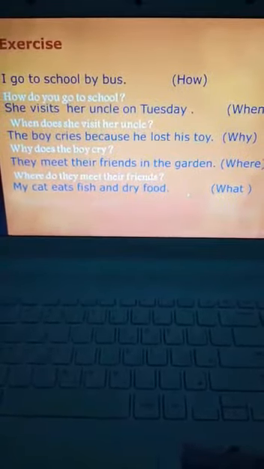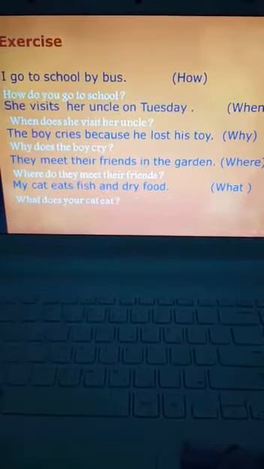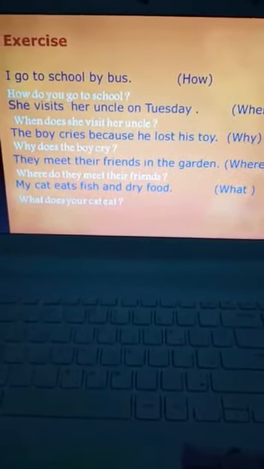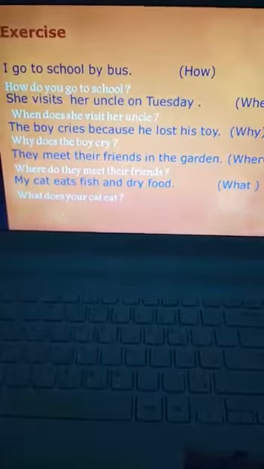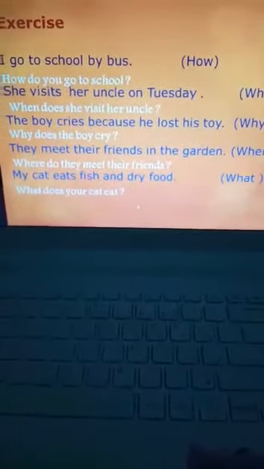The last one. My cat eats fish and dry food. Use what? What does your cat eat?